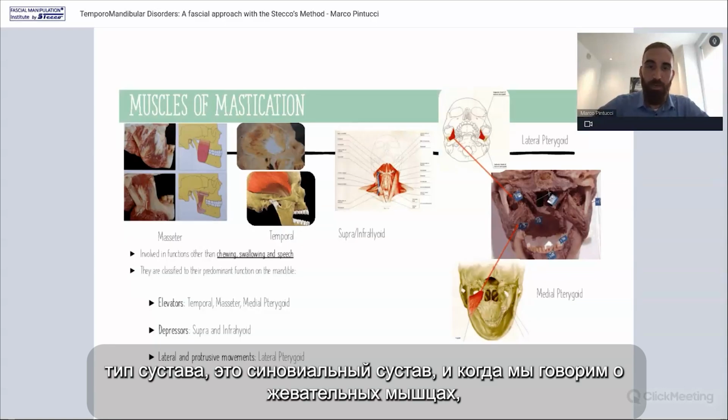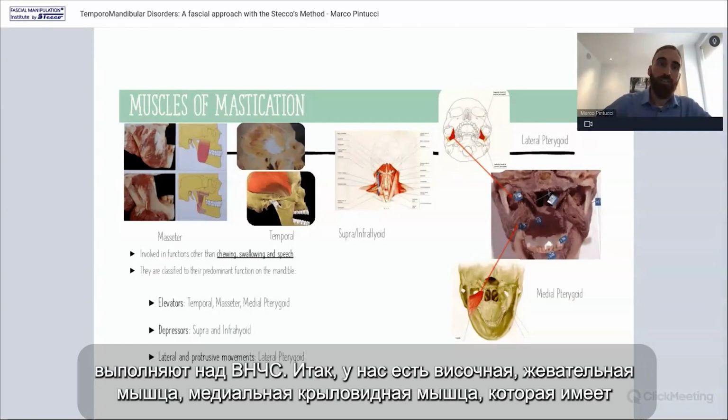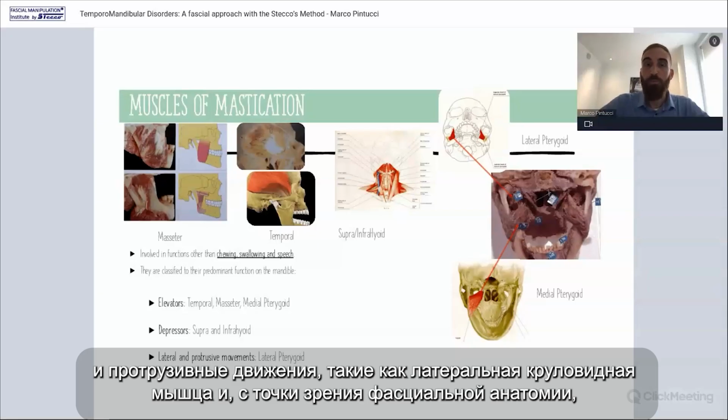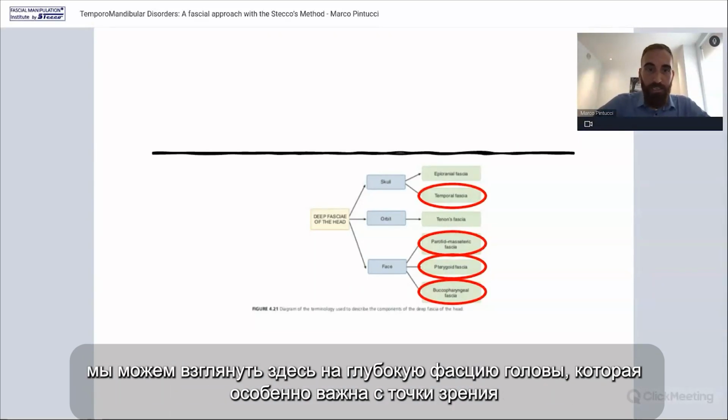And when we are talking about the muscles of mastication, some very important muscles can be classified according to the function that they execute over the TMJ. So we have the temporalis, the masseter muscle, and the medial pterygoid, which have the function to elevate the mandible; the depressors, where we have the supra and infrahyoid muscles; and the lateral and protruder movement, like the lateral pterygoid muscle.